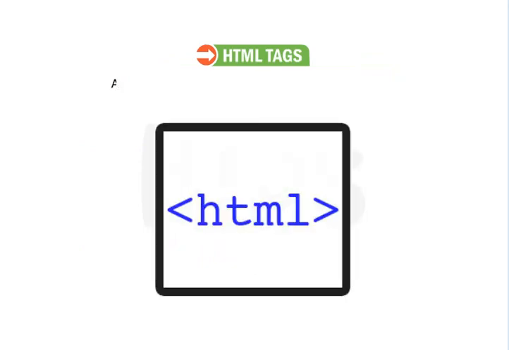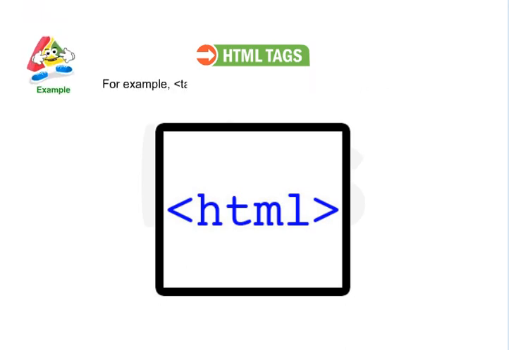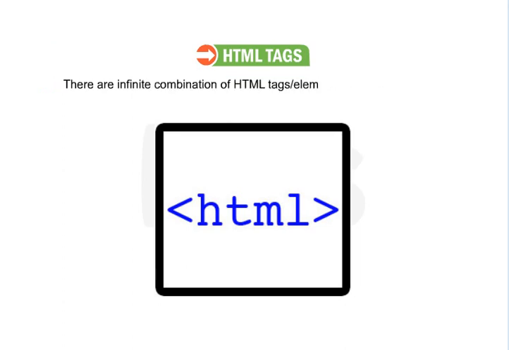Alright, now let us talk about HTML tags. A tag comprises of text enclosed in angle brackets. All tags have their own attributes and default values. Each tag in HTML follows specific rules known as syntax. These tags are not case sensitive. For example, a tag name in angle brackets and the same tag name in capital letters will have the same effect. There are infinite combinations of HTML tags or elements which are used for forms, images and list.